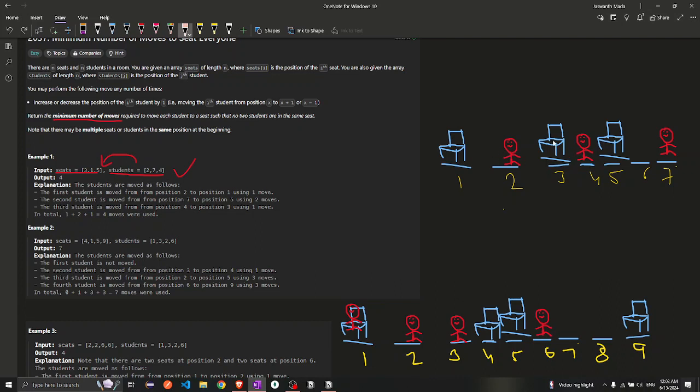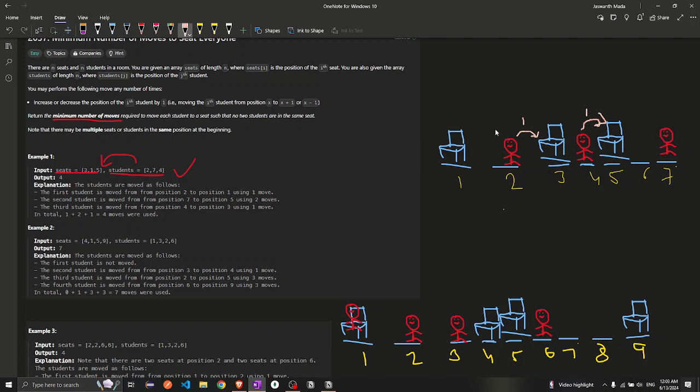I see that there are chairs at first position, third position and fifth position, and students at these positions, right? Now I can either move this guy towards the left or towards the right. In either case, it will only take one step, right? So let's say I took the right chair, one. Then I need to move this guy to this chair, because I cannot move this guy to this chair, right? So I can only move this guy to this chair, so it will take one step.